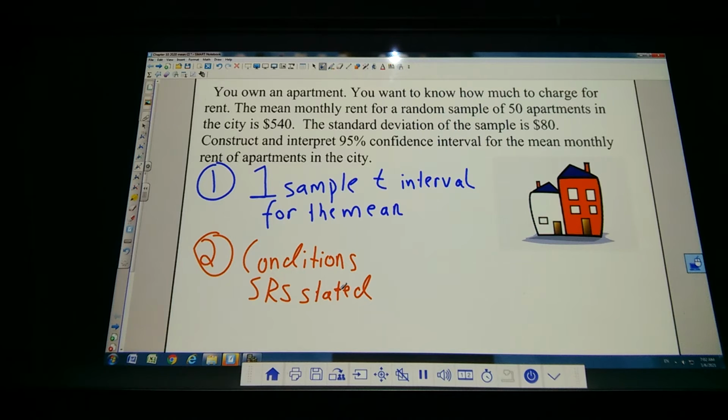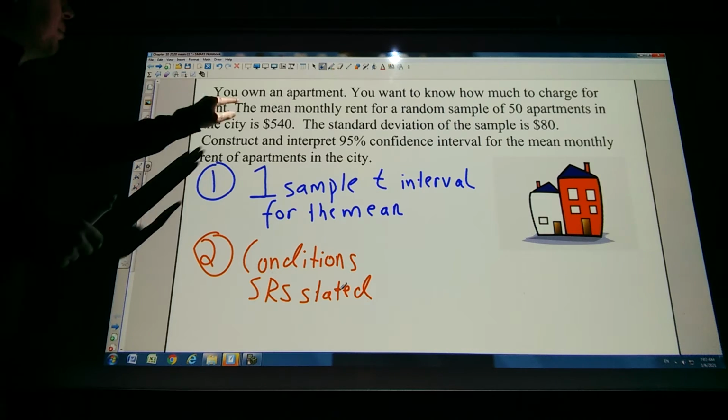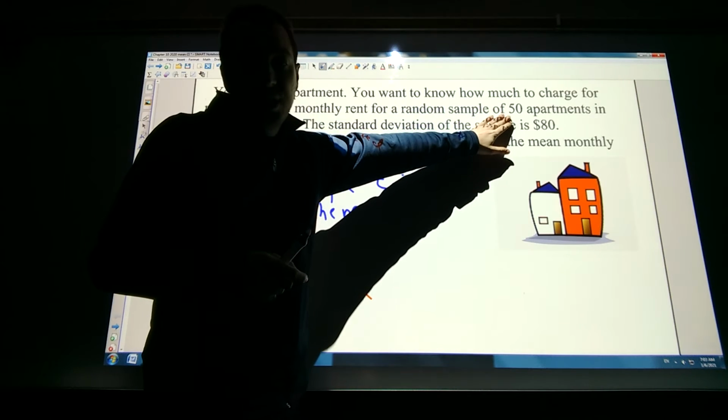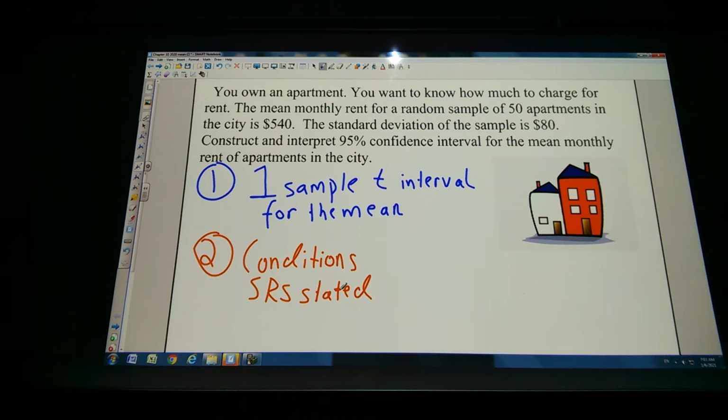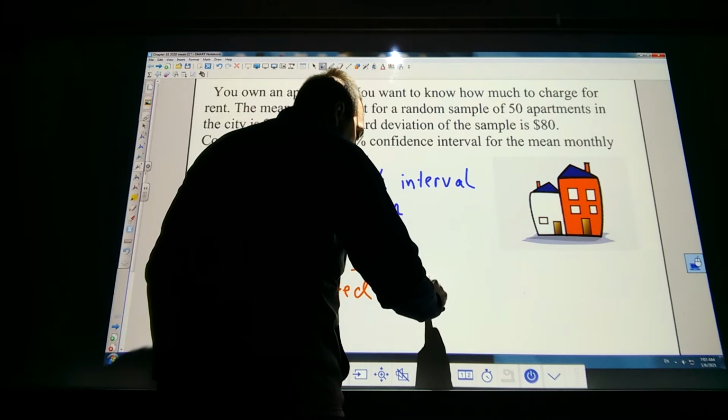Next, is it normal? Is there a possibility that this comes from a normal population? Hopefully from last chapter, you see the random sample of 50. 50 is greater than 30, so I can use the central limit theorem. And that's correct. So this is from last chapter. It is approximately normal.